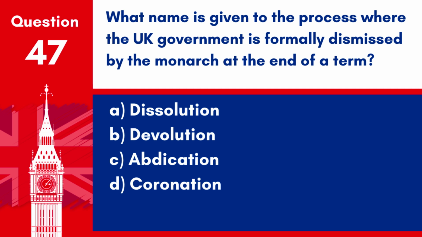Question 47. What name is given to the process where the UK government is formally dismissed by the monarch at the end of a term? A. Dissolution. B. Devolution. C. Abdication. D. Coronation. Answer A. Dissolution. The process where the UK government is formally dismissed by the monarch at the end of a term is known as dissolution.